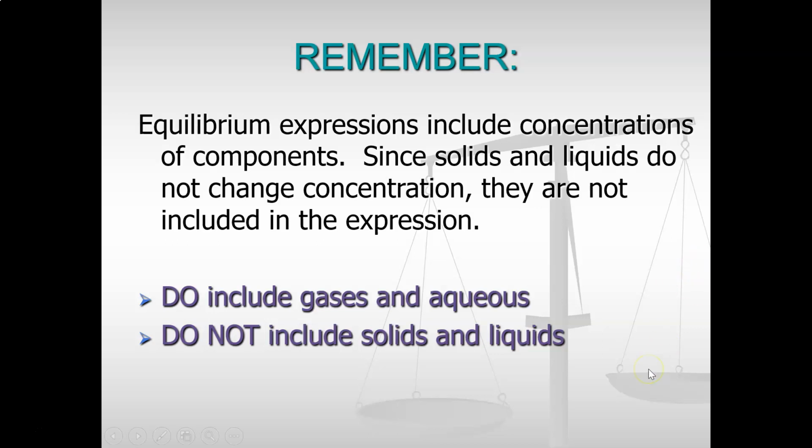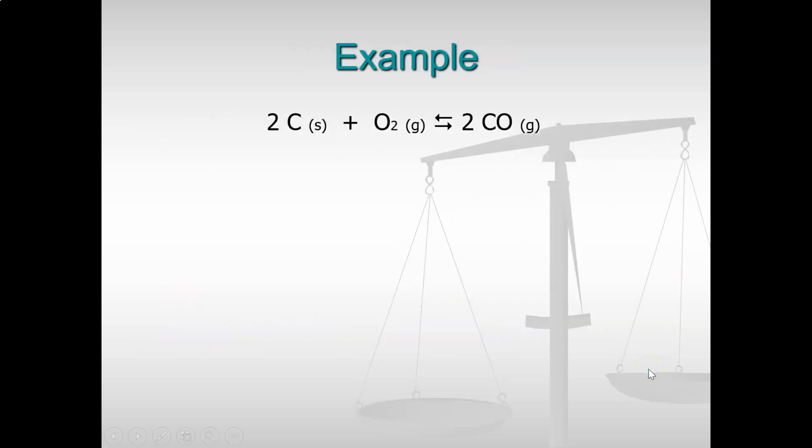All right, let's do one practice problem. So here's an example. I've got solid carbon reacting with oxygen gas, producing carbon monoxide gas. So first question is, what would the equilibrium expression look like? Can you write that for me? So KEQ equals what? How would you write that expression?